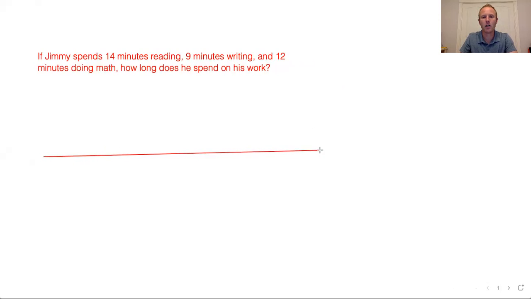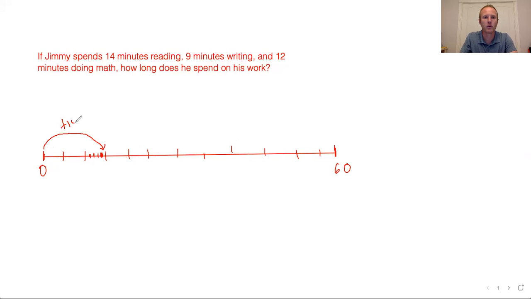Typically, you'll be asked to draw a number line to go along with it. I would start at 0 minutes and make this within an hour. So 5, 10, 15, 20, 25, 30, 35, 40, 45, 50, 55, and 60. I'll label that 60, my endpoint. He's going to spend 14 minutes reading. So 5, 10, 11, 12, 13, 14. He's one jump to 14 minutes.